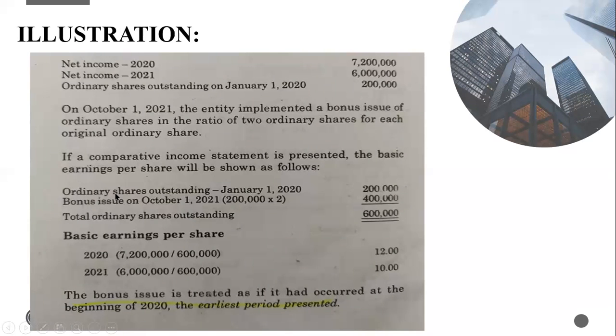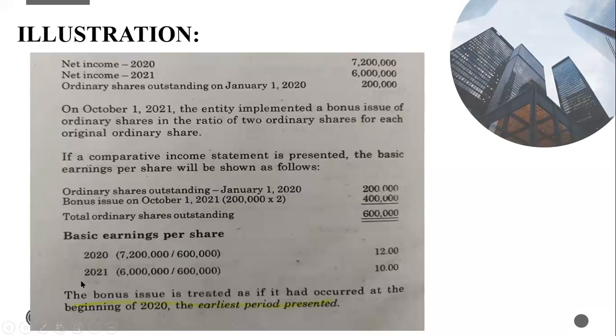Ordinary shares outstanding on January 1, 2020 is 200,000. The bonus issue on October 1, 2021 is 200,000 times 2, so we have 400,000. So ang total ordinary shares outstanding is 600,000. The basic earnings per share for 2020, it is yung net income natin, which is 7.2 million over outstanding ordinary shares. We have 600,000, as I mentioned kanina, that it should be recognized retrospectively. So 7.2 million over 600,000, we have the BEPS of 12.